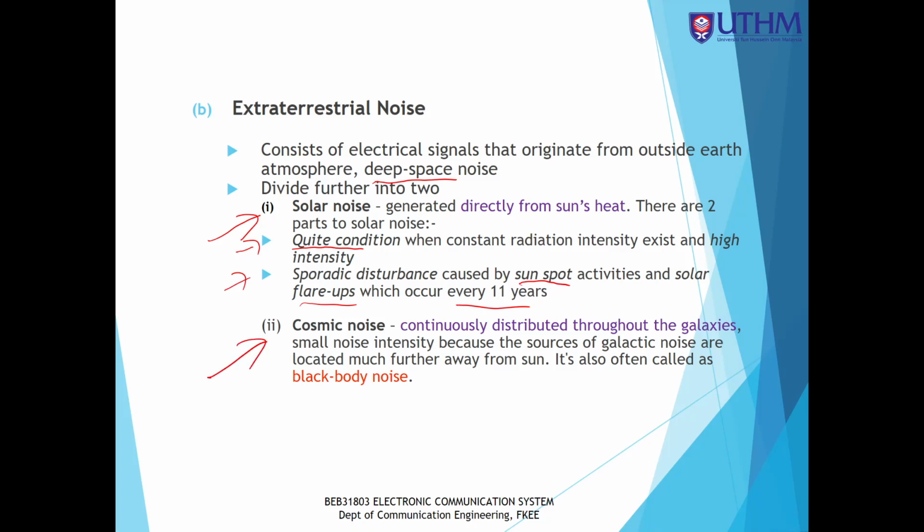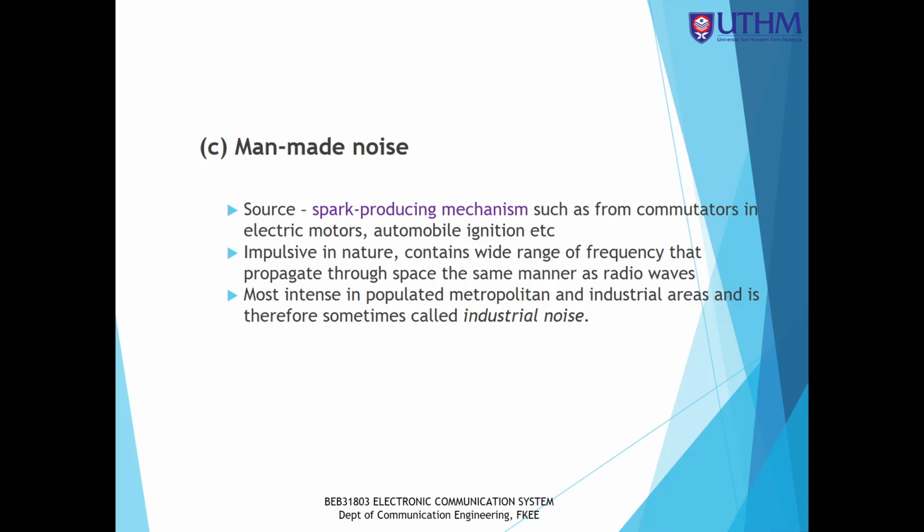And then cosmic noise, continuously distributed throughout the galaxy. Small noise intensity because the sources of galaxy noise are located much further away from the sun. It is also called black body noise. Okay. Man-made noise, this is due to the spark producing mechanisms such as commutators in electric motors, automobile ignitions, and etc. So this is also known as industrial noise. Okay, the noise due to human activities.